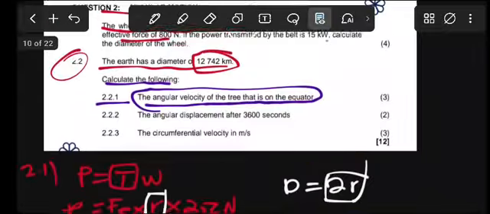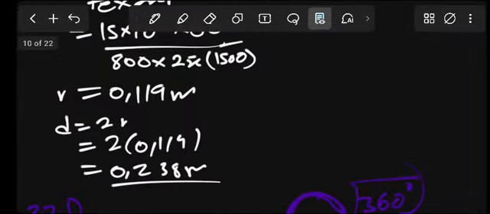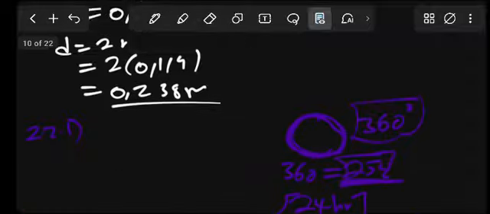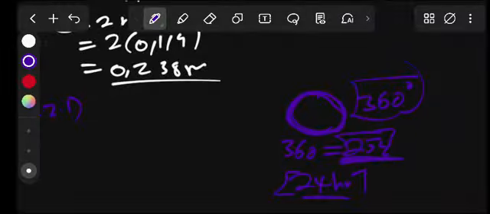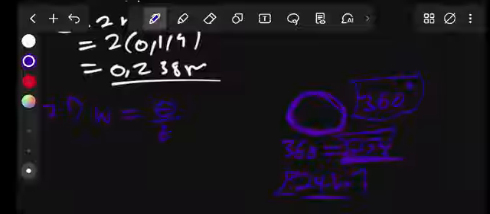What do they want? Angular velocity. All right, guys. We know that angular velocity is theta divided by t.